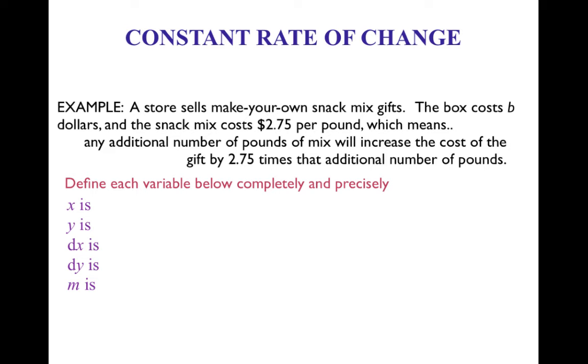So maybe let's do the first one together. What is x? x is the number of pounds of mix that you're going to buy. Okay? So the number of pounds of mix is x. So from there, define what y is, dx, dy, and m. Take a couple minutes. Work together if you need to. Ask if you need to. Okay? Go. One-word answers are not sufficient. You need a whole, thorough, specific phrase.